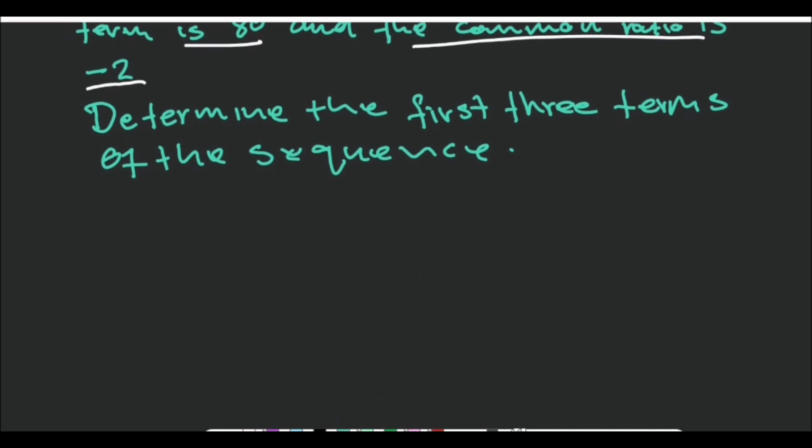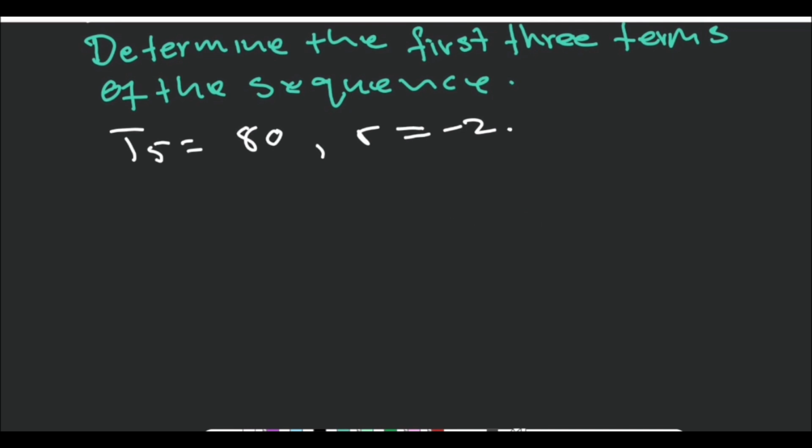All right, so what do we know? Let's put down, what are we given? As always, I said we always ask ourselves, what are we given? What are we looking for? We are given T5, and we are told that T5 is equal to 80. And we are also given r is equal to -2, right? You get it? So remember, we know our general term, Tn is equal to a times r to the power n minus 1.